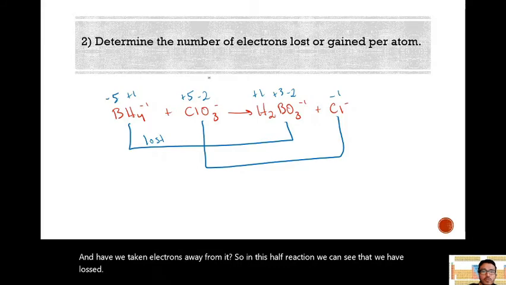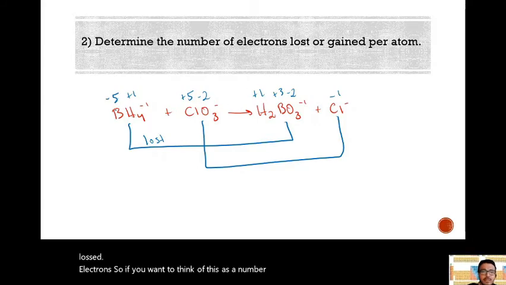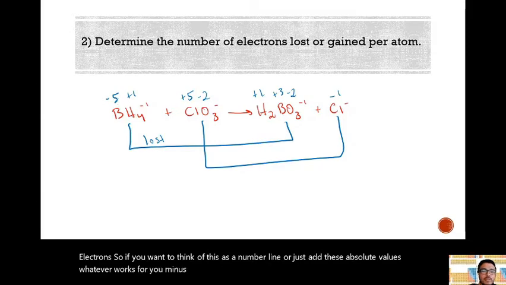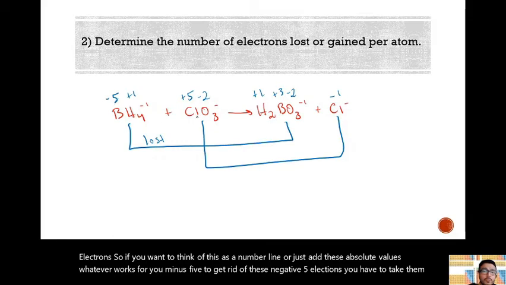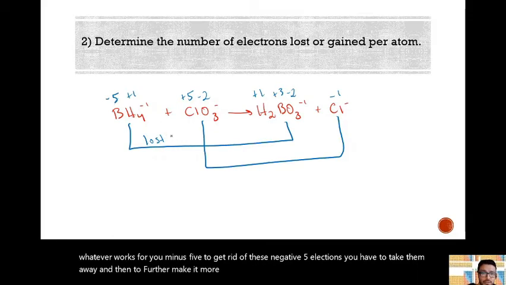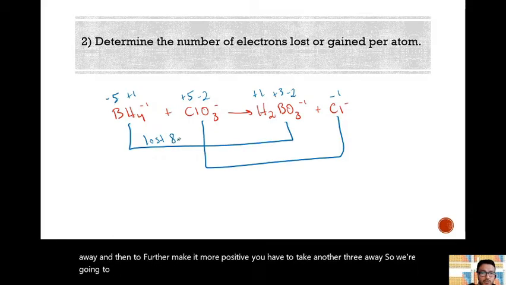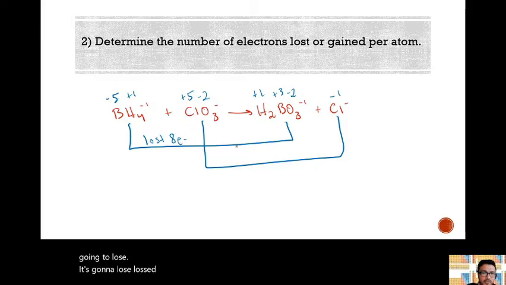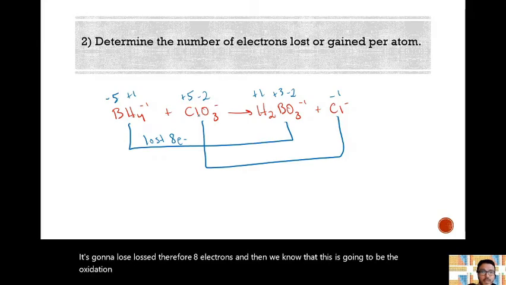So if you want to think of this as a number line, or just add these absolute values, whatever works for you. -5, to get rid of these -5 electrons, you have to take them away, and then to further make it more positive, you have to take another 3 away. So we've lost 8 electrons, and that's going to be the oxidation half reaction. Now chlorine goes from +5 to -1.